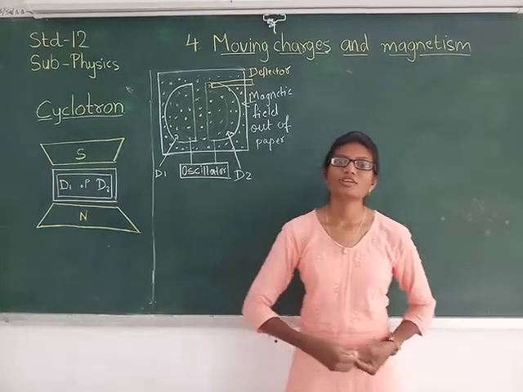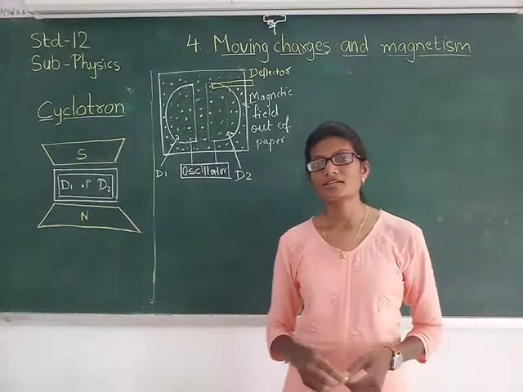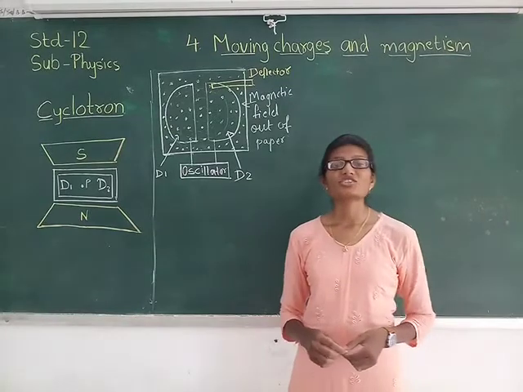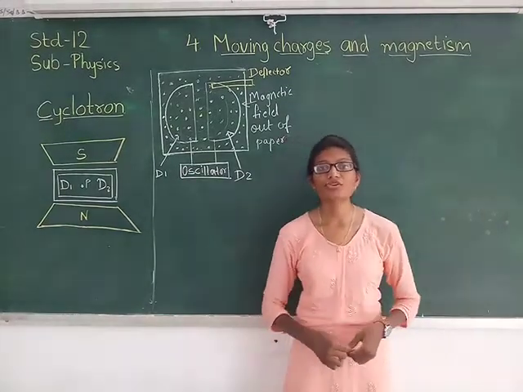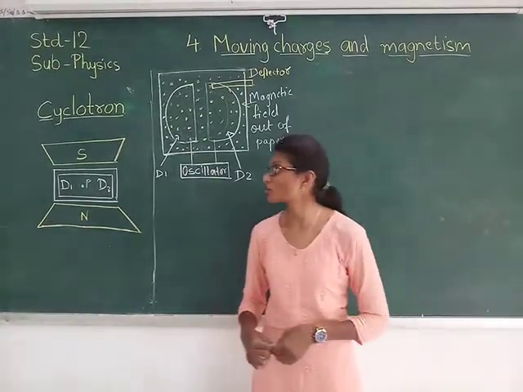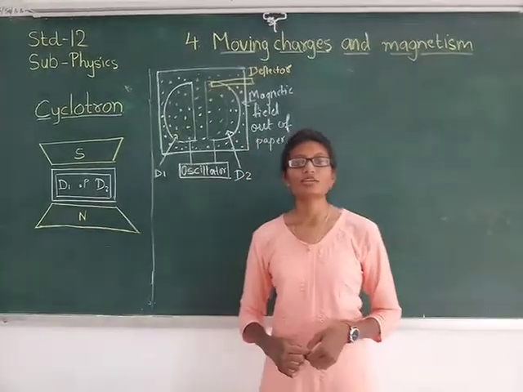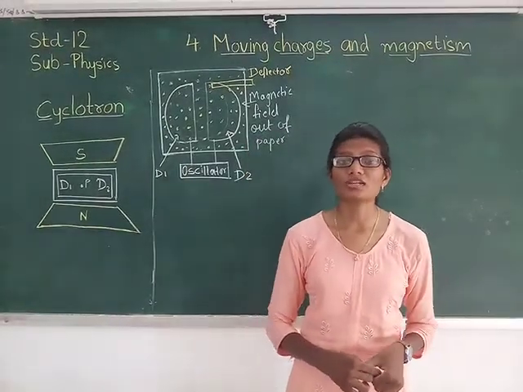Hello students, today we are going to continue class 12 physics chapter number 4, that is moving charges and magnetism. In this video we are going to discuss the topic cyclotron, right? So first of all, let us see what is cyclotron.